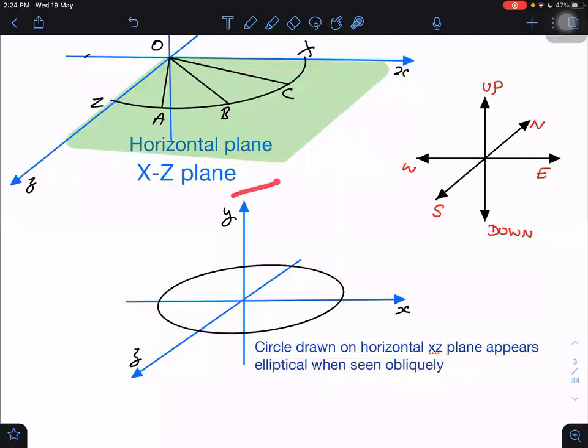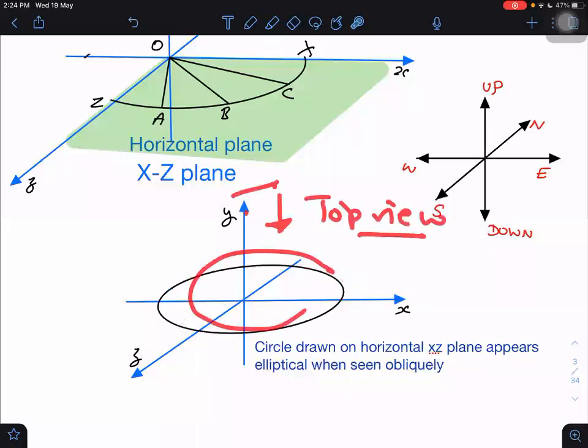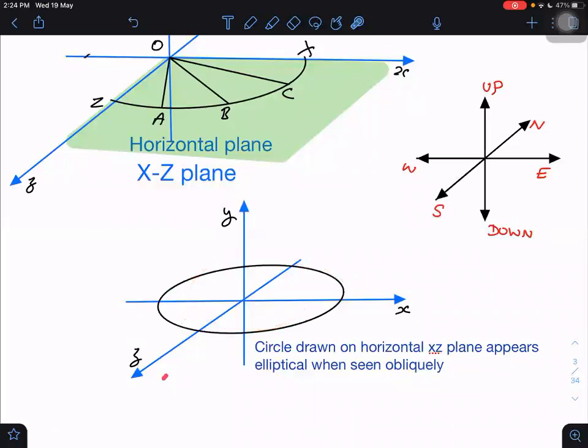If I look from the top, let us say I go here and start looking downwards, then it will look exactly like a circle to me. But if I'm standing on this side, the eye rays are falling on my eyes obliquely, not perpendicularly. So the circle will appear to me to be a little bit elliptical.